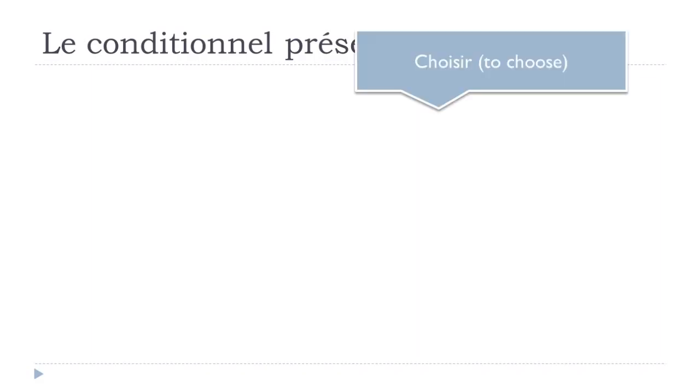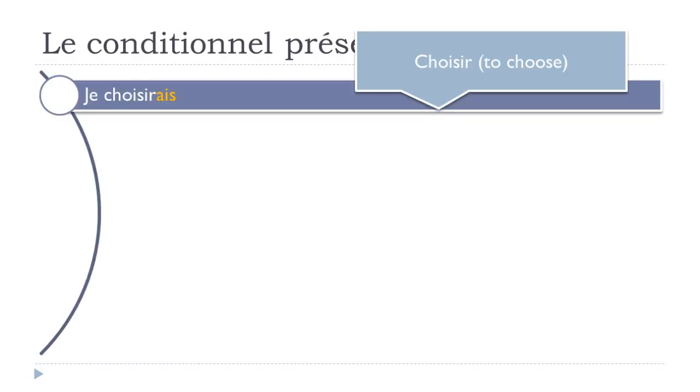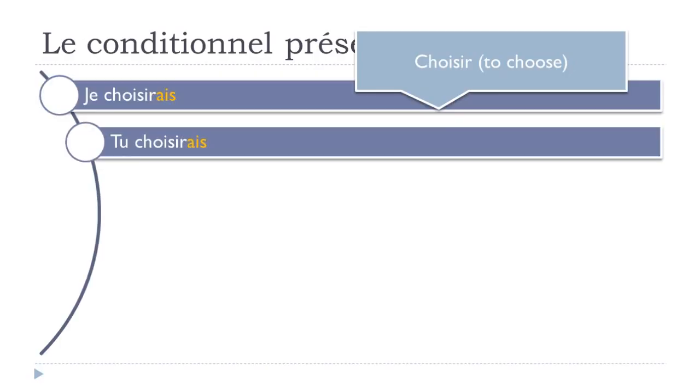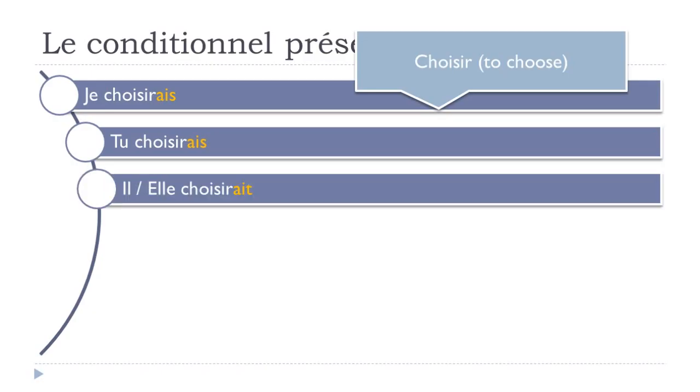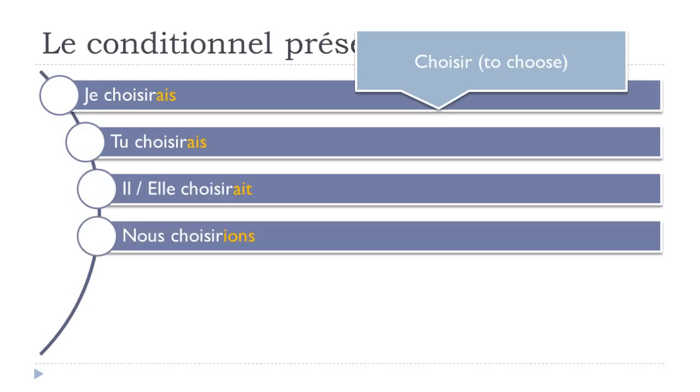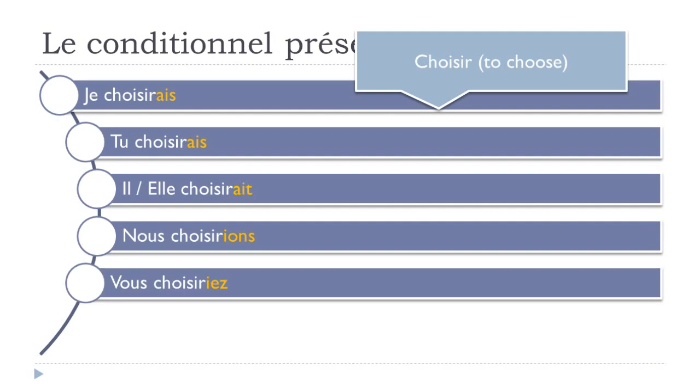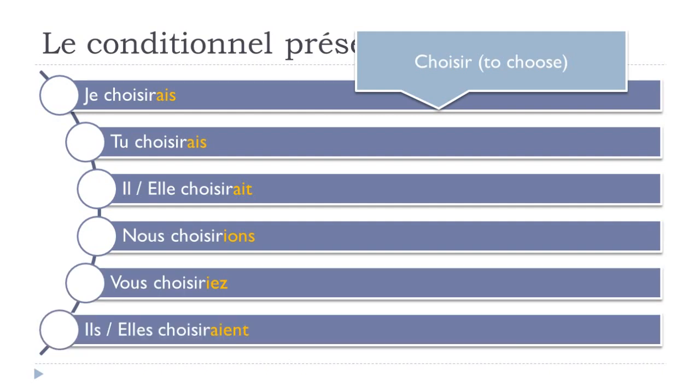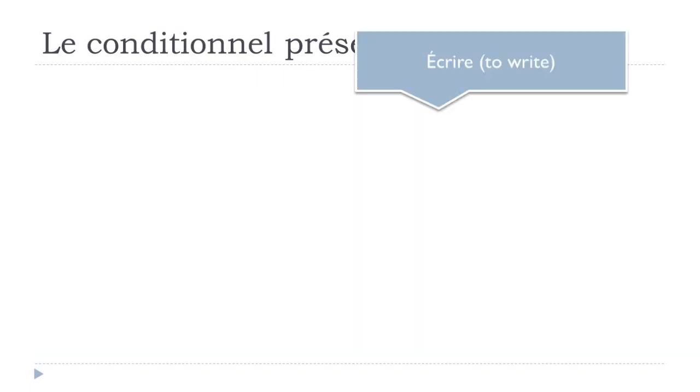Second example, choisir from the second group of verbs. Choisir is to choose. Je choisirais, tu choisirais, il choisirait, elle choisirait, nous choisirions, vous choisiriez, il choisirait, elle choisirait. Okay, not that difficult. And the last example, for the third group, it's écrire.